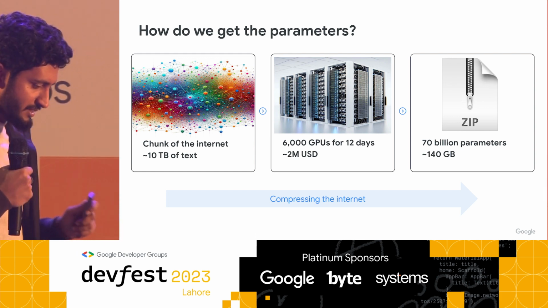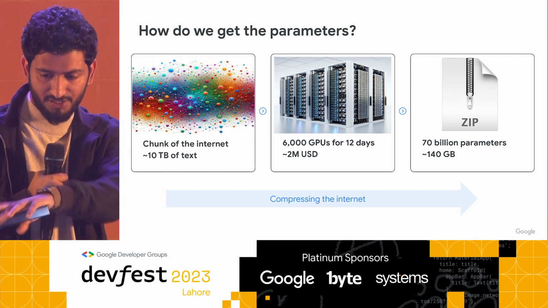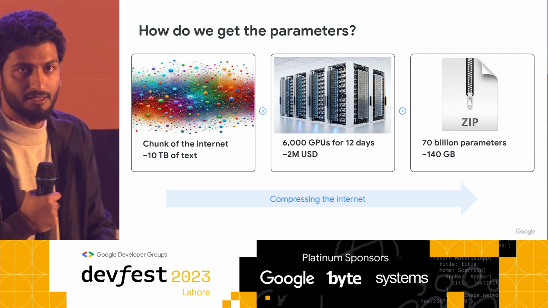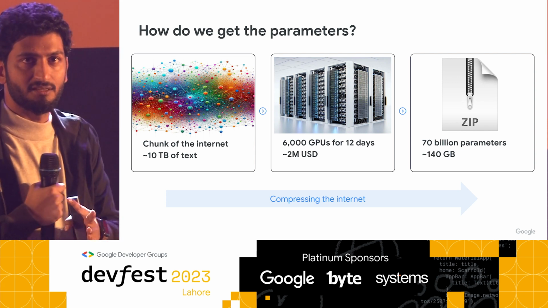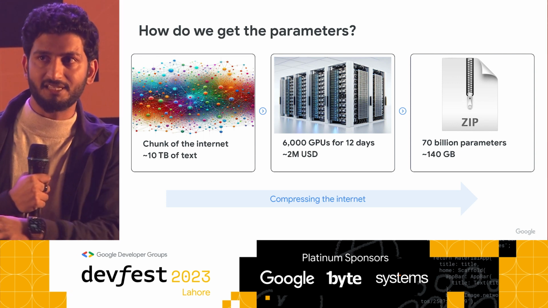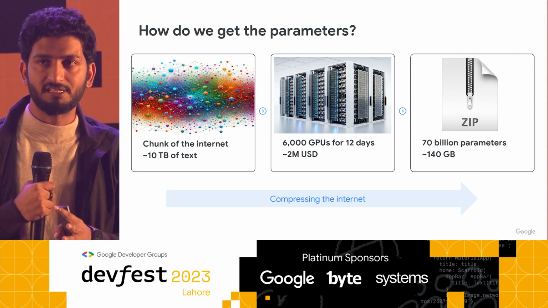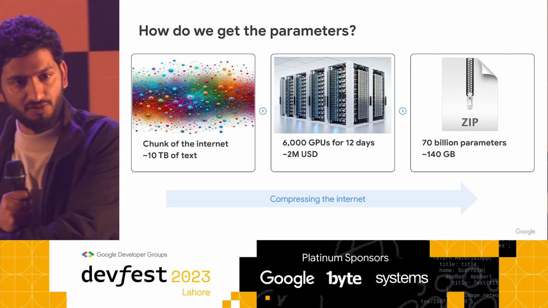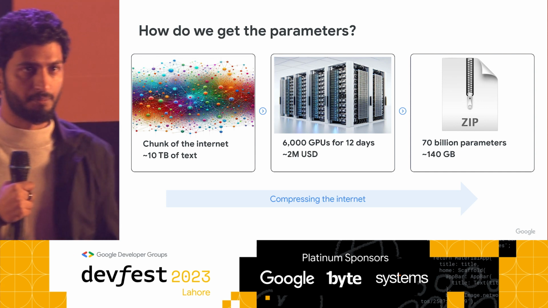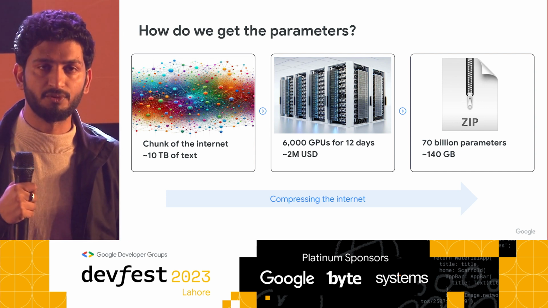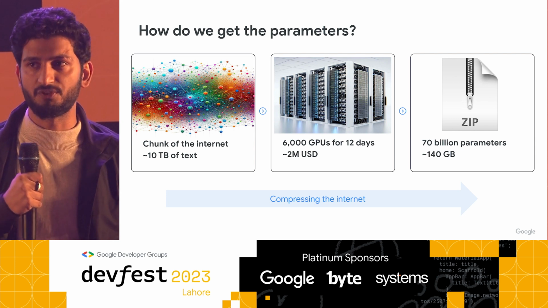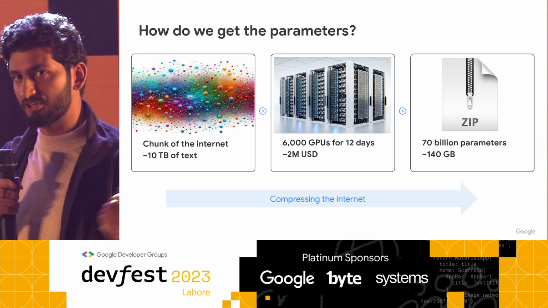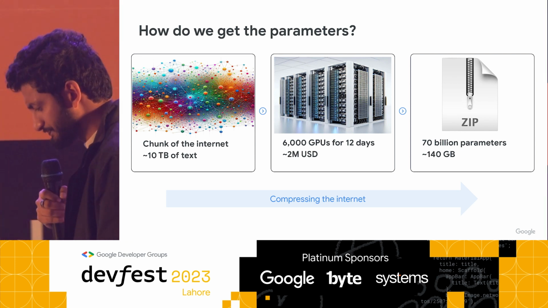Now, the interesting bit is, I've shown it with the zip file, but zipping something is a lossless compression. In this case, the compression that is happening is a massive compression, like 10 terabytes to 140 gigabytes, right? But it's lossy compression, so you lose a lot of the information. Some of the information will be memorized in the parameters, some of the information will not be there. So you definitely lose a lot of information as you're going through this.